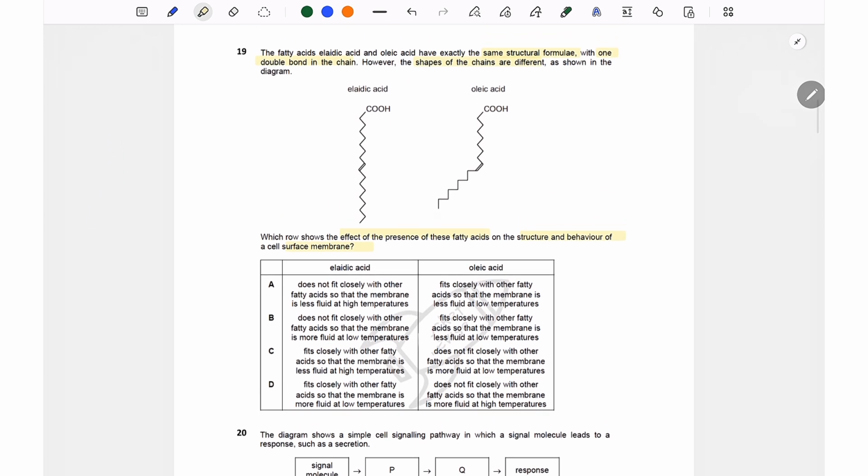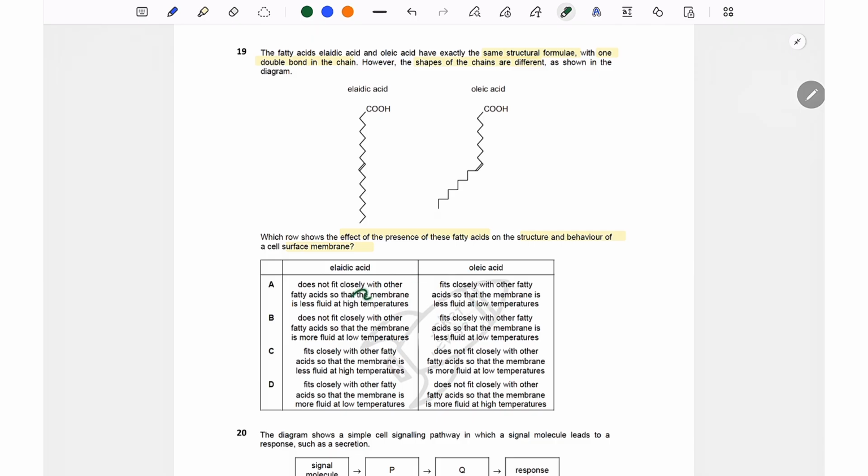So what options do we have here? It does not fit closely with other fatty acids. That would be wrong because it will fit closely together. This is just a straight chain. So this is wrong, it fits closely. This one would not fit closely together because it's not a straight chain. It has kinks. So B is does not fit closely together. Again, this is wrong and this is wrong.